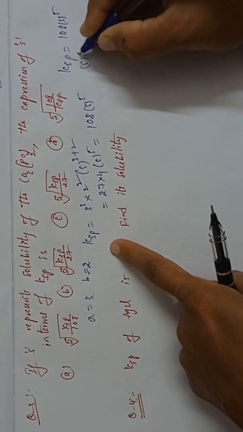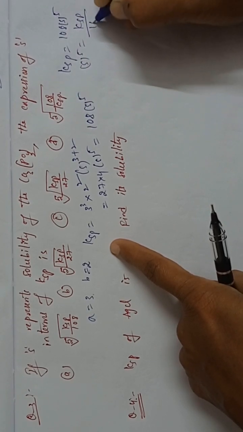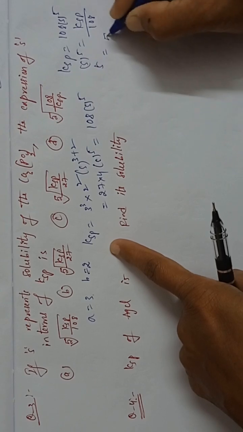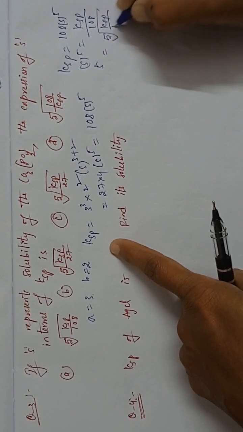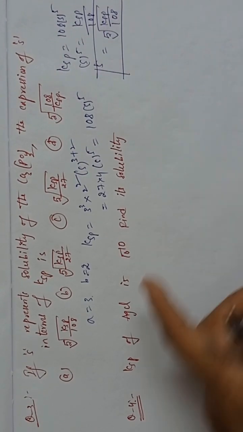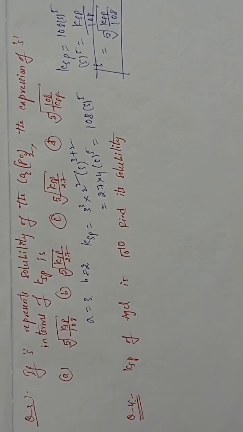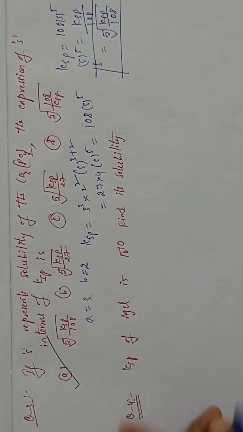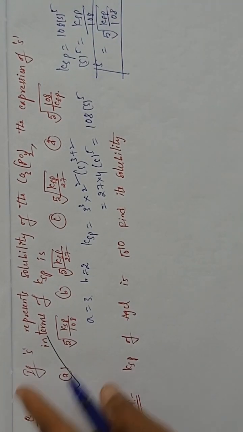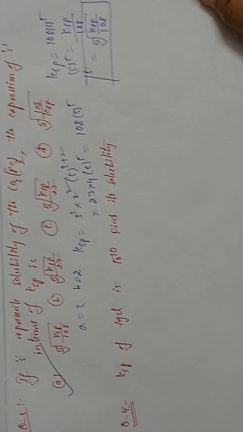S to the power of 5 is equal to KSP by 108. Then S is equal to what can we write? The 5th root of KSP by 108. This is the correct option. What is the correct answer? Option A is the correct answer. Clear? Option A is the correct answer. Clear students? Like this we have to find.